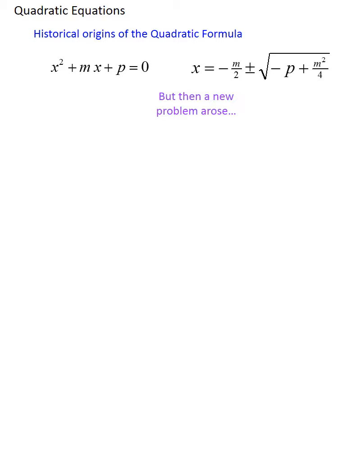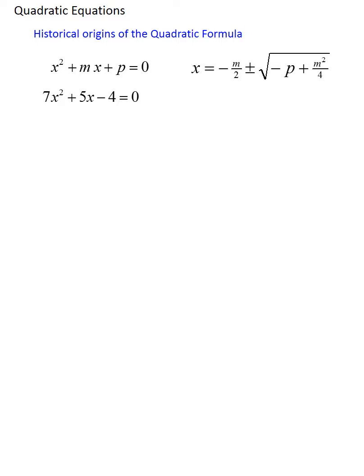But then a new problem entered the scene. And what happened was, problems arose where the number in front of the x squared, this lead coefficient here, was something other than blank or a 1 as it had always been. And so the next question that they had to grapple with is, what do we do when that number there isn't a 1, such as a 7 in this problem?